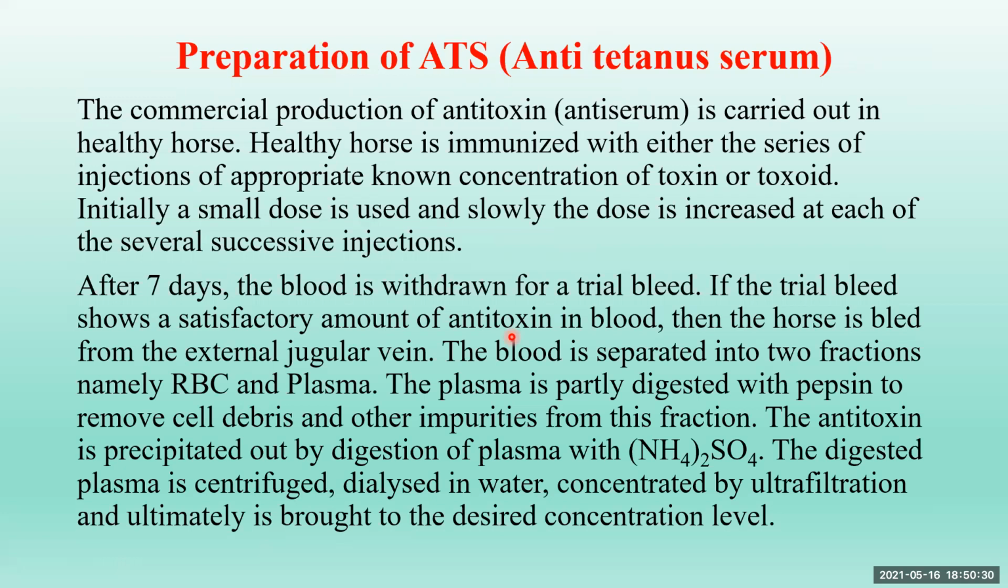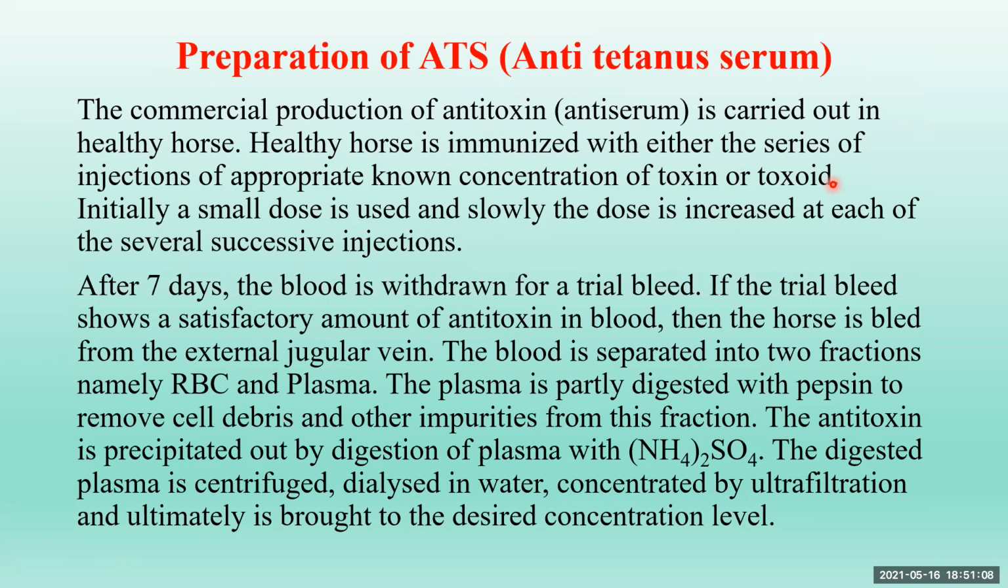Now, once tetanus toxoid is ready, we go for anti-tetanus serum preparation. How? The commercial production of antitoxin, that is anti-tetanus serum or anti-serum, is carried out in healthy horse. The healthy horse is immunized with either the series of injections of appropriate known concentration of toxin or toxoid. So commercially, anti-tetanus serum is prepared by using healthy animals like healthy horse. Horses are immunized by injecting a known concentration of toxin or toxoid.